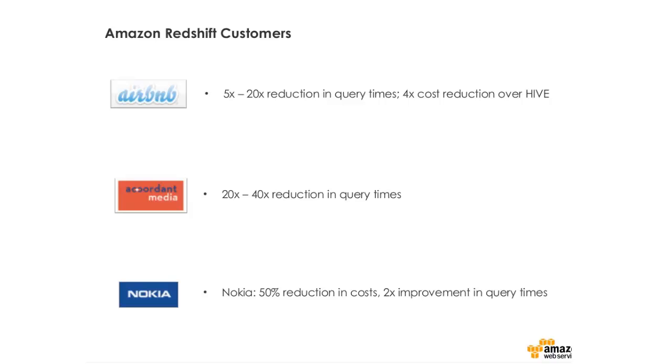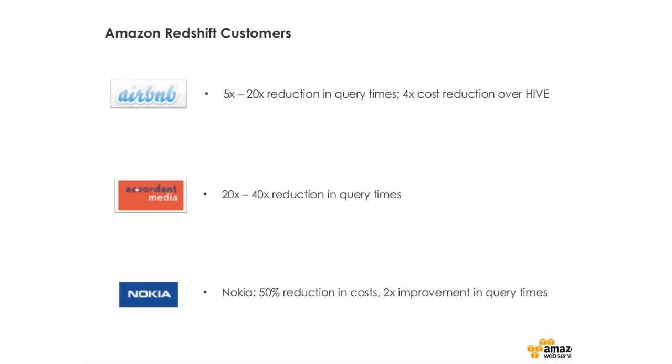Accordant Media is a real-time ad bidding platform. They have to respond to display ad auctions by choosing and placing an automated bid and then serving an ad if they win, all in under 200 milliseconds. And they've been able to use Redshift to dramatically speed up their iteration time on developing their models to decide how much to bid for a particular spot.